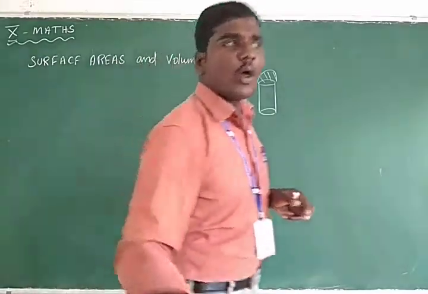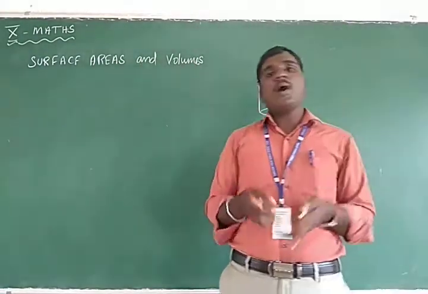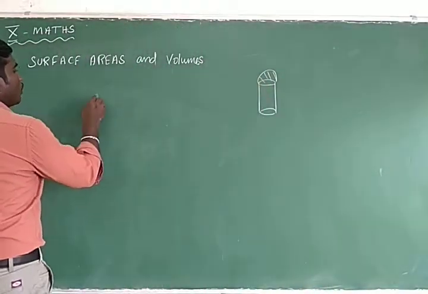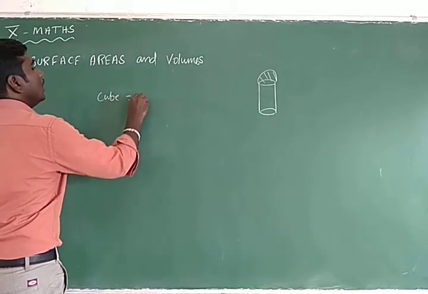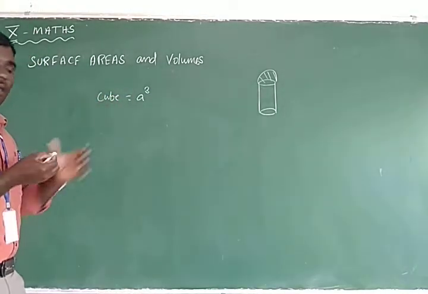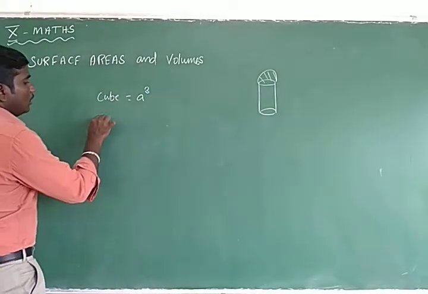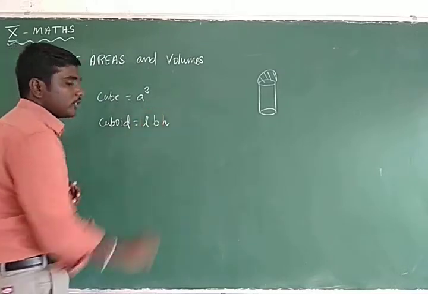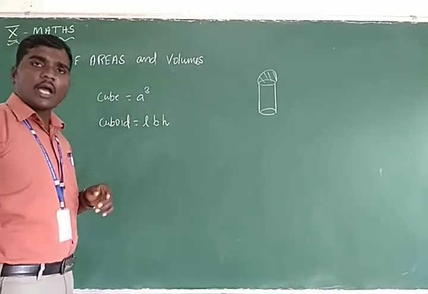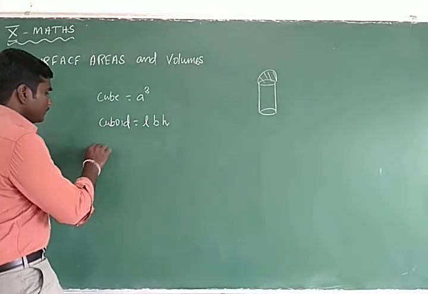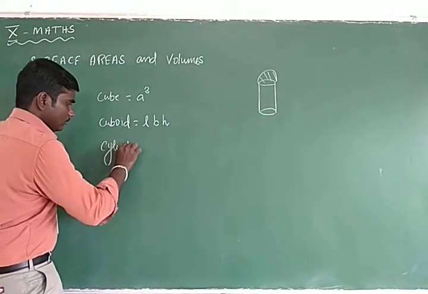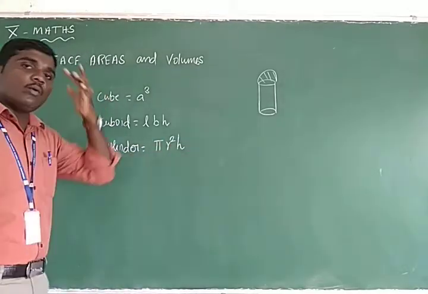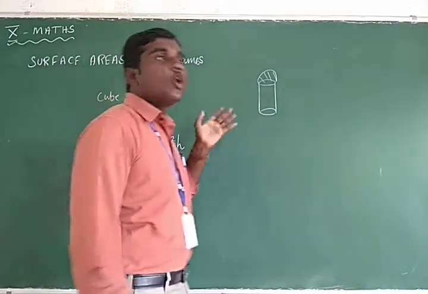Before going to the problem, recall the formulas. Volume of a cube is a into a into a. Cuboid is l into b into h. The next, cylinder, is pi r square h, in cubic units. Okay, it is volume, so these are cubic units.